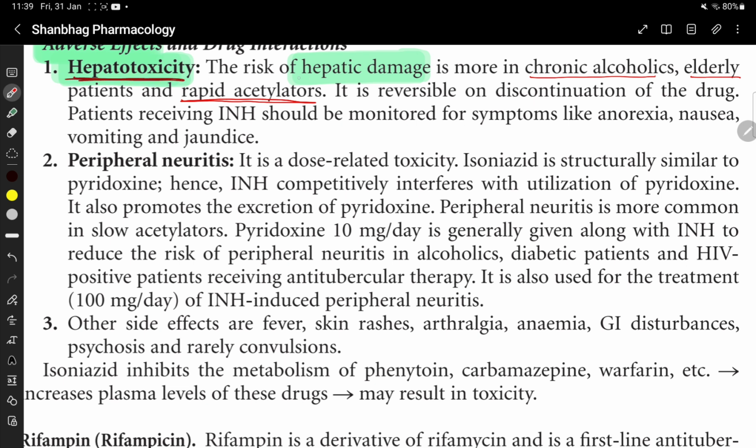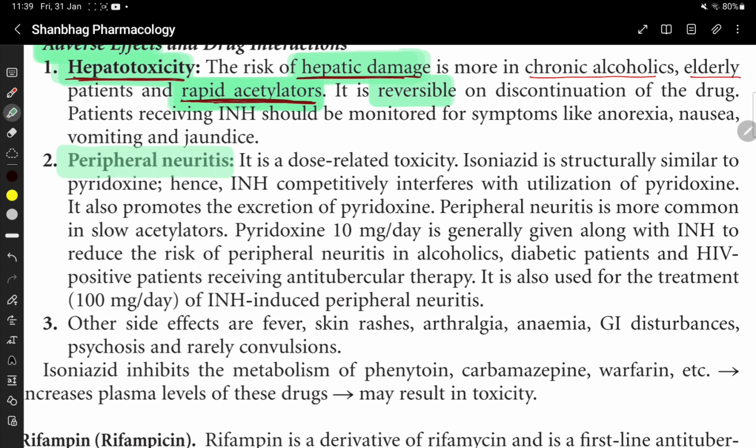Hepatotoxicity. The risk of hepatic damage is more in chronic alcoholics, elderly patients, and rapid acetylators. And this hepatic damage is reversible on discontinuation of the drug. Patients receiving isoniazid should be monitored for symptoms like anorexia, nausea, vomiting, and jaundice.